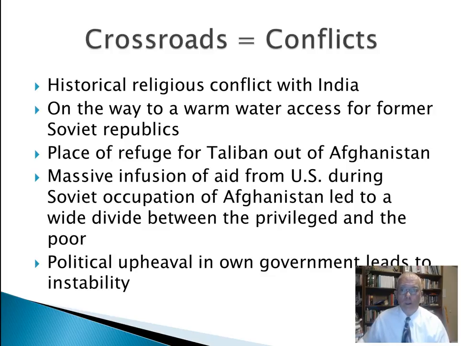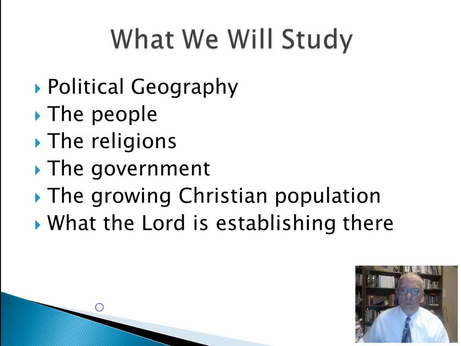Historical, religious conflict with India. A huge conflict there. The Punjab region has constant conflict across the border lines. On the way to warm water access for the former Soviet republics, the biggest reason for the 1980s era Soviet invasion of Afghanistan was trying to get to a warm water port. Got a place of refuge for the Taliban. Got a lot of political upheaval in the government. These are the subjects we'll study in general: political geography, people, religion. You'll see we're talking about relationships here. Relationship of something to something else.